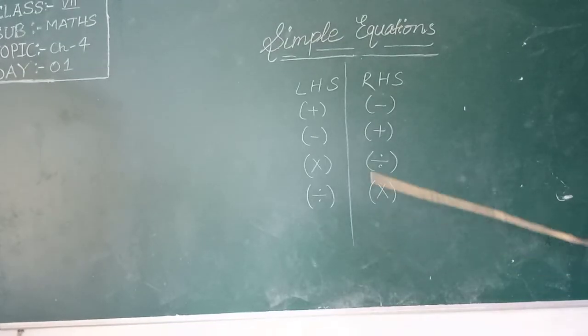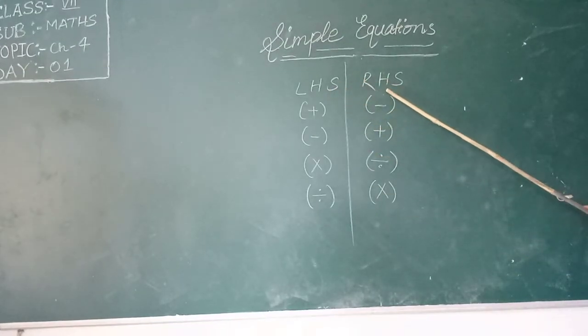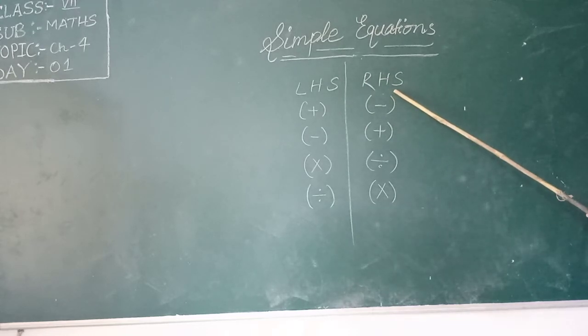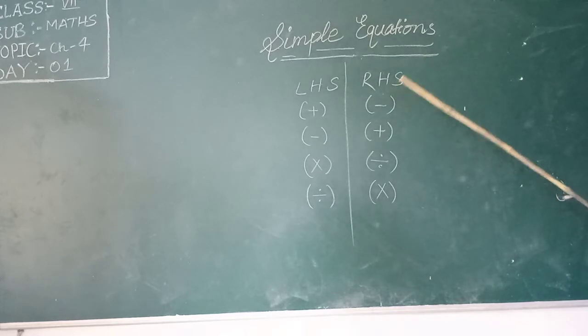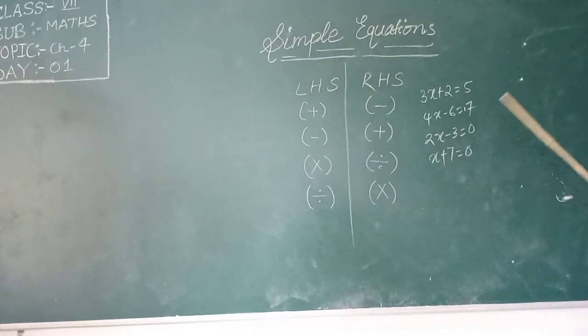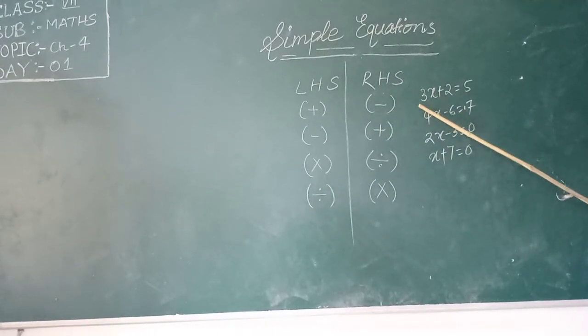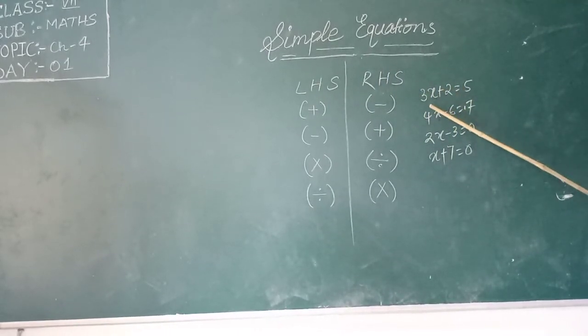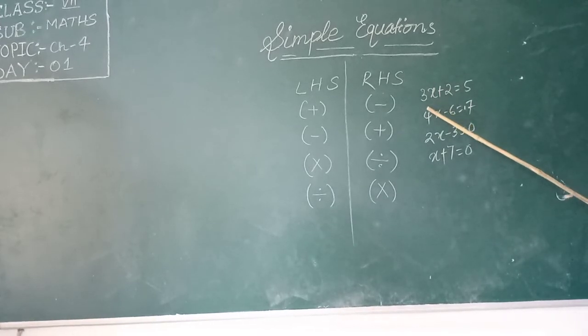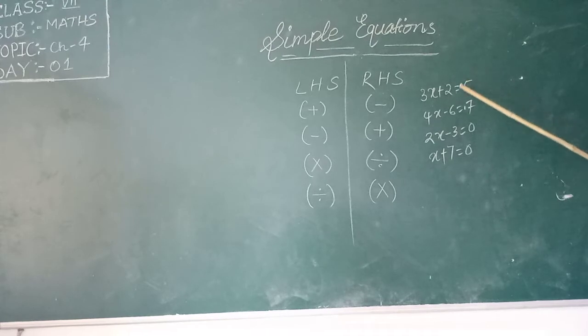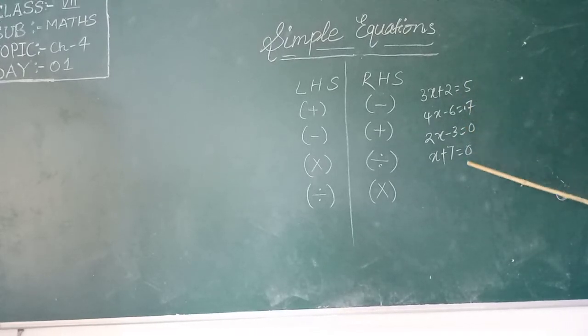So see students, LHS and RHS. In an equation, two parts will be there. One is LHS and one is RHS. So I told in an equation what will be there? LHS will be there and RHS will be there. The part which is on your left hand side is called your LHS, and after equal to, what is there on your right hand side is called your RHS.